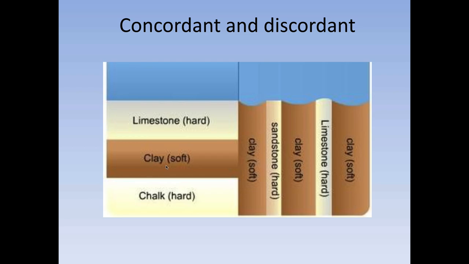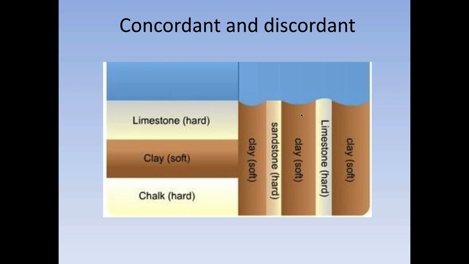Concordant and discordant coastlines. This is important. This is a concordant coastline where you have the same rock type all the way along. This is a discordant coastline. Discordant for different, okay? Try and find little ways to help you remember whenever you can. So this is the one that we've been talking about. The hard rock forms the headland, the soft rock forms the bay.